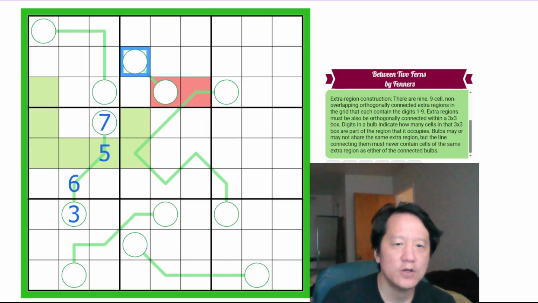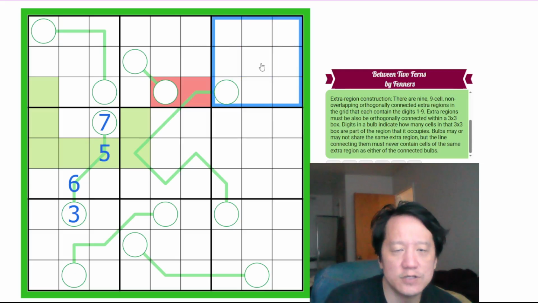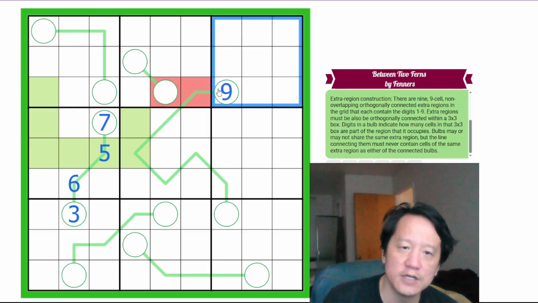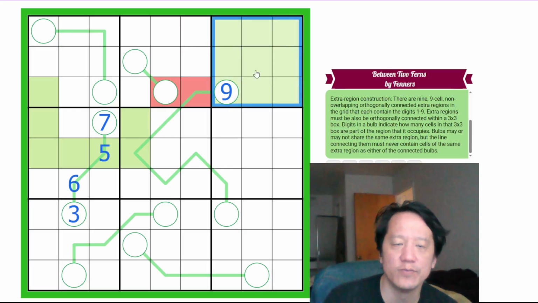Okay. So this digit here signifies how many of the digits in this 3 by 3 box are of the same region as it. For example, if this were a 9, all 9 digits in this box would be part of the same region as it, because we have to have 9 digits all be part of this extra region that the cell is in. So all of them would be part of that region in that case.